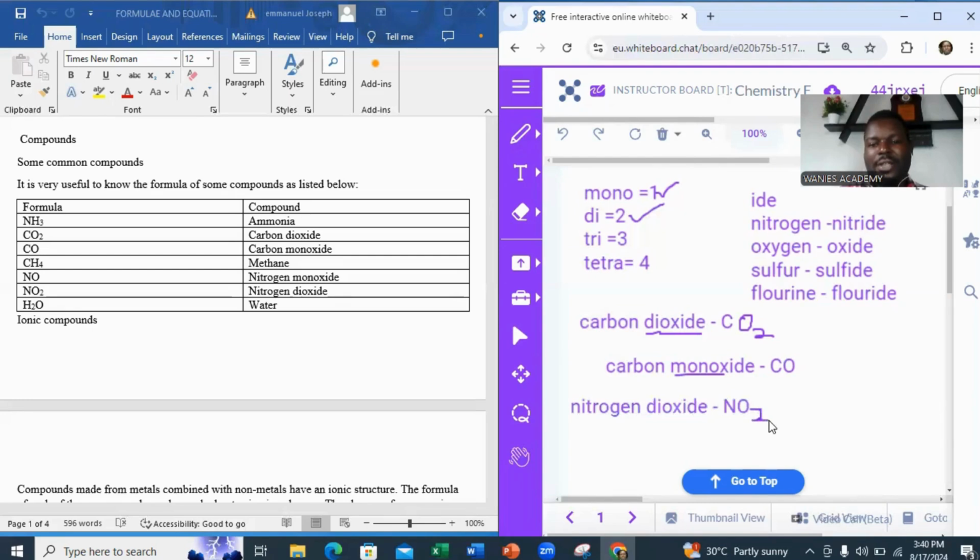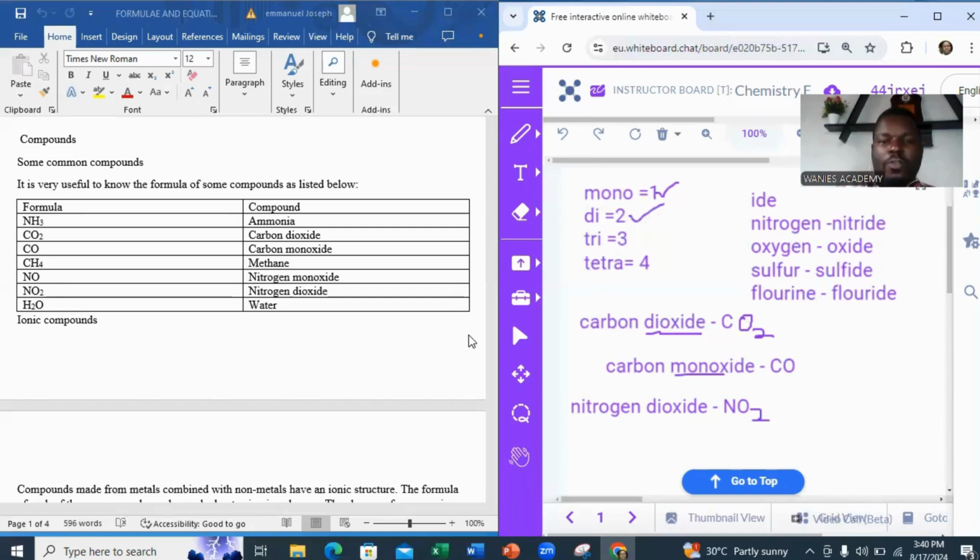That's good. So that is how to give names to some of these molecules. So I mean, write the formula rather, to some of these molecules. So it's pretty easy. Okay.